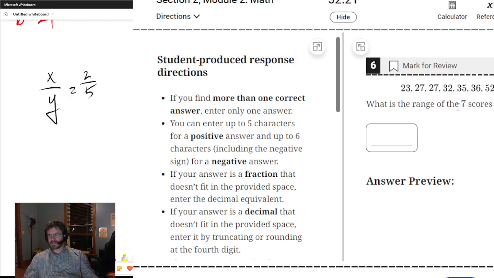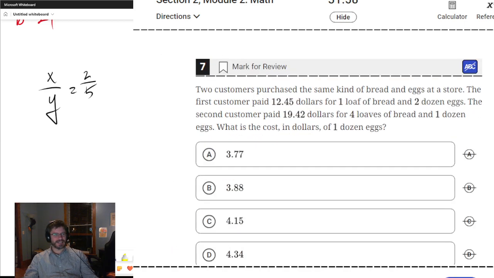Okay, range. What is the range? That's minimum and maximum subtracted. So minimum, it does appear to be in order. So 23 is the min, 52. That should be easy subtraction. What is that? 19, 29? I can't do it. 52 minus 23 into the calculator, it's 29. Okay, I can trust myself still.